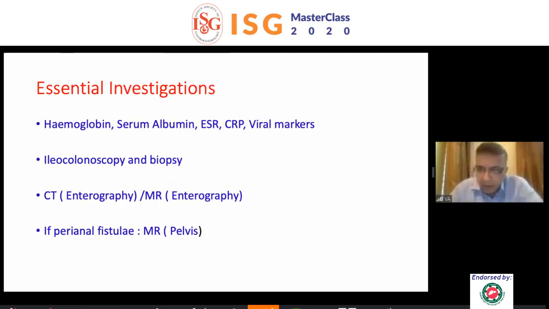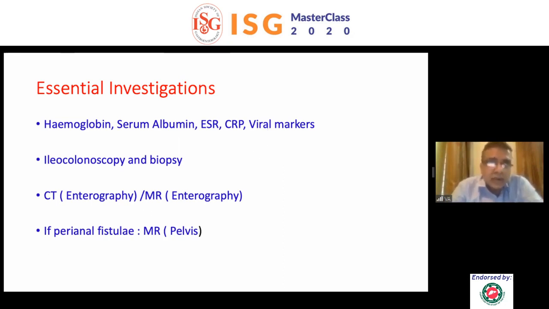Essential investigations. If you are going to give an identification tag to the patient, there are certain investigations which every patient should have. We often see that a patient has colonic disease. So initially the treating physician feels there's no need to look at the small intestine. Let's treat the colonic disease and we'll see later. No. An identification tag has to have all the elements.